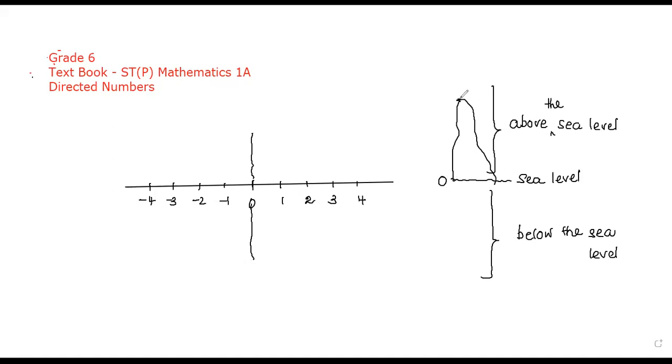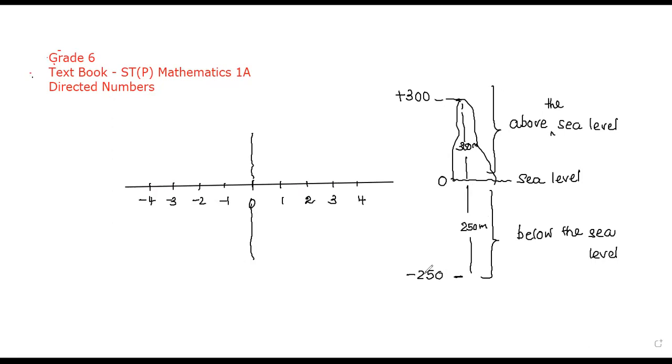Here the height of this is 300 meters. So this point we call positive 300. Why? It is above the sea level. The same way, let's say there is something below the sea level, and the distance from the sea level is 250 meters. This is negative 250. Okay. So we are dealing with the positive numbers and negative numbers with the 0.